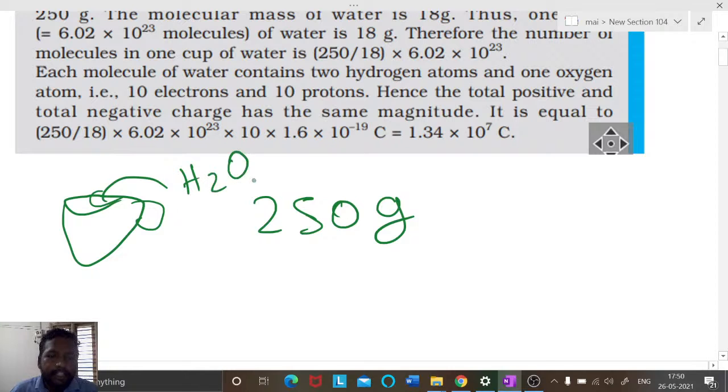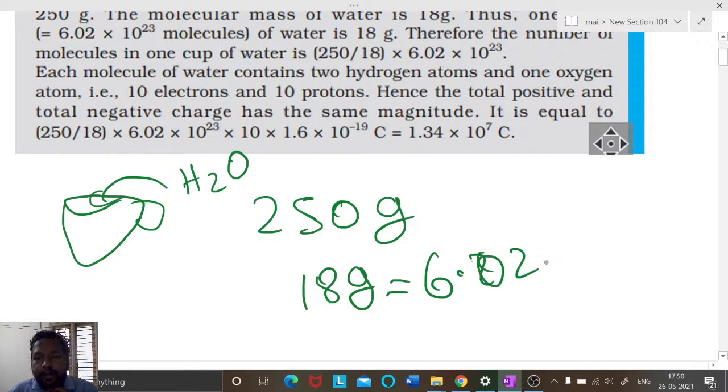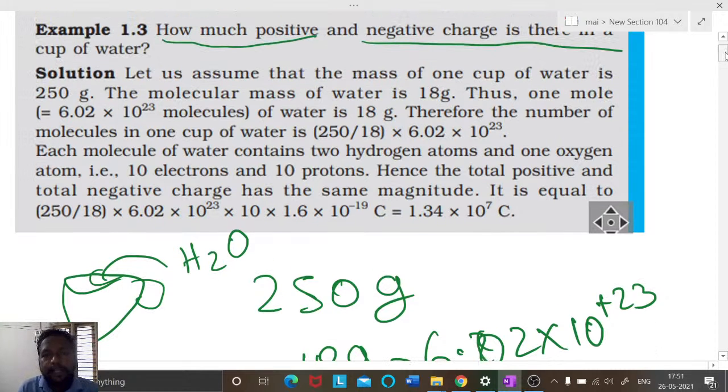Water is H2O. We know 18 gram of water has a number of molecules equal to 6.02 into 10 power plus 23. It is the molecular number, which is also called the Avogadro number. Now we are going to learn how many molecules will be there in 250 gram of substance. Then we can calculate how many positive and how many negative charges will be there.